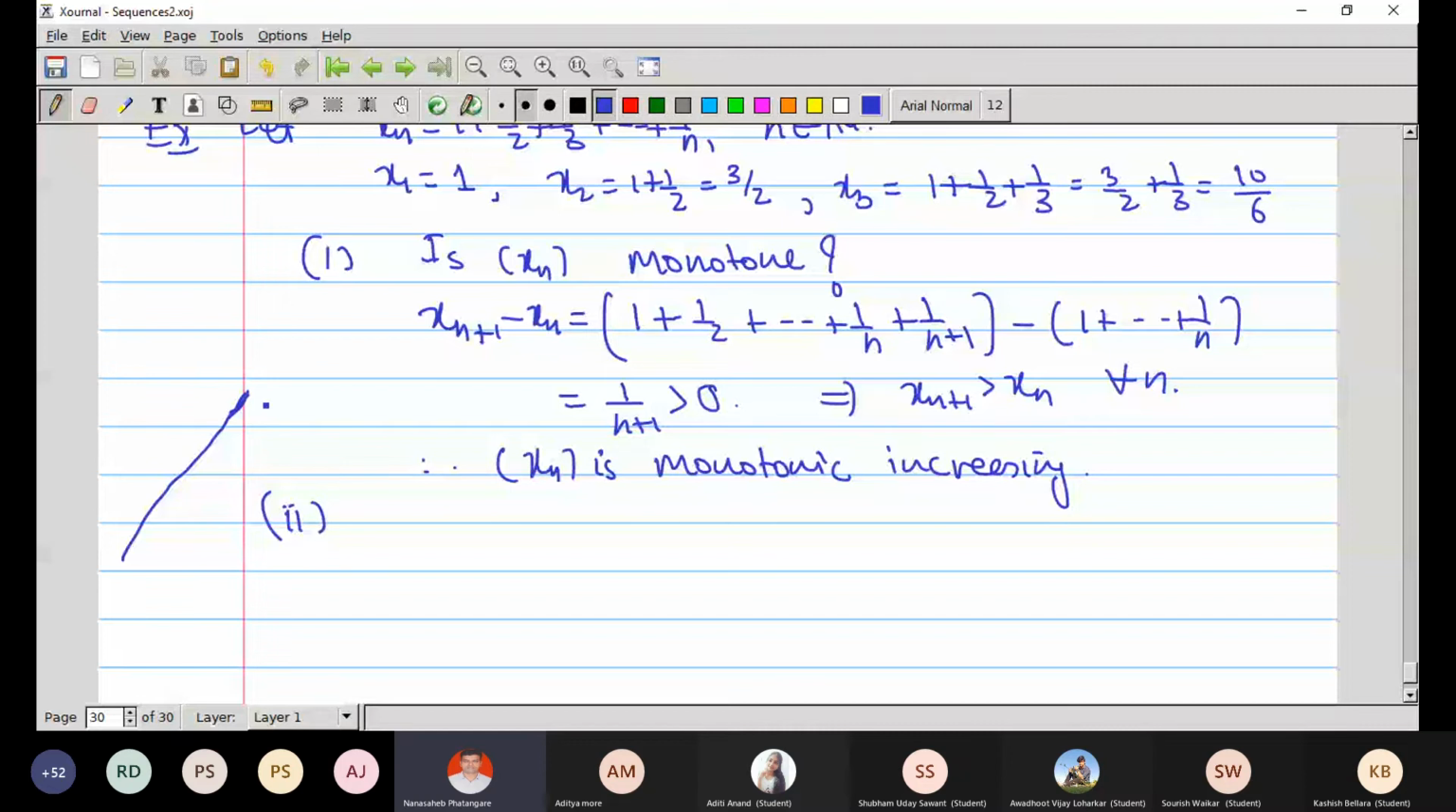Because divergence is of two types, right? Either it goes to plus infinity, or it goes to minus infinity, or it remains oscillating like minus 1 raised to n, right? Yes, sir. Right, and since the tendency of this sequence is increasing, if it is not bounded above, then certainly it will go to plus infinity. But we'll check whether it is bounded above or not. That will give us definite information, right?